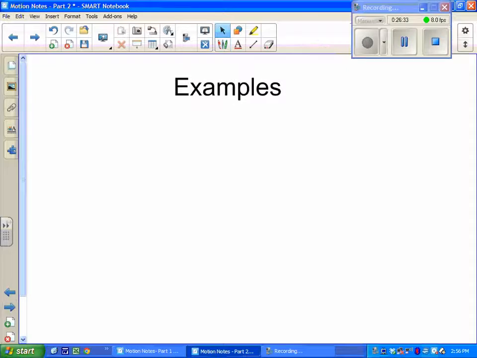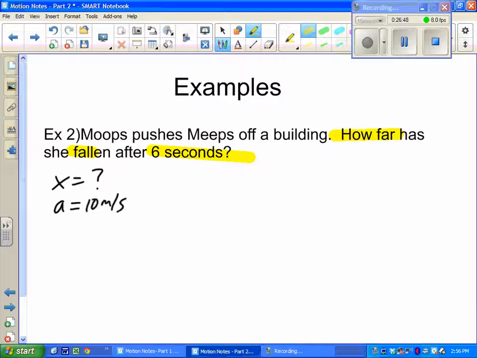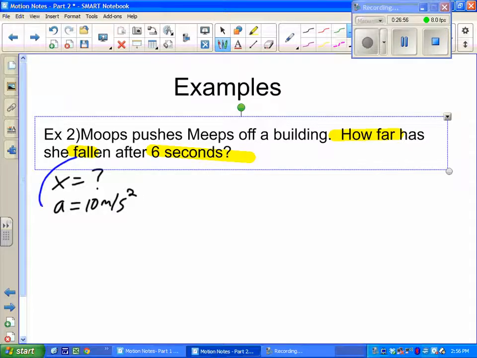Okay, second example. Moops pushes Meeps off a building. This time, how far does she fall in 6 seconds? It's going to be a different answer, even though they're basically the same numbers. We're trying to find her x. We know A is 10 because of that keyword fall, and we know a time, 6 seconds. So we're going to use this equation for how far.